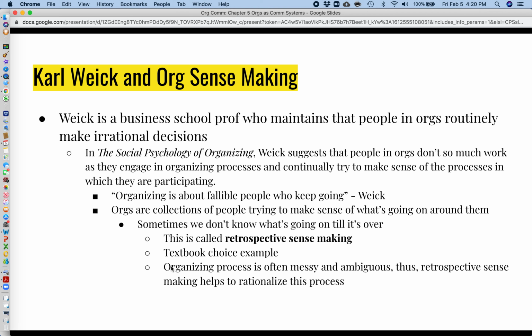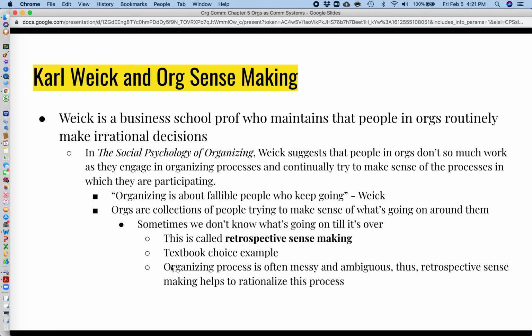So, for example, I'll give you an example that might hit close to home. When we choose textbooks for a class, you might think that your professor gets a bunch of textbooks, looks at them all, examines the information, and asks him or herself, which textbook is going to be best for my students? Which one explains these ideas most clearly and in the ways that are most easily understood? But I'll tell you right now, that's not really how it works, right?